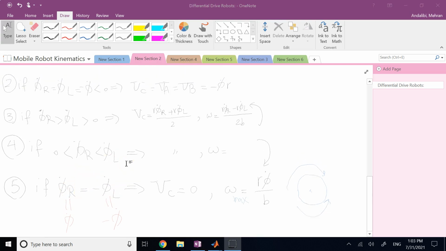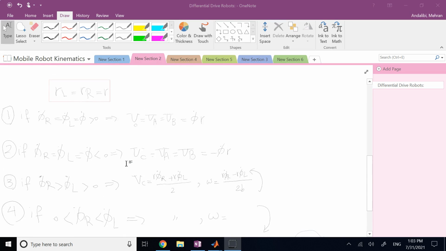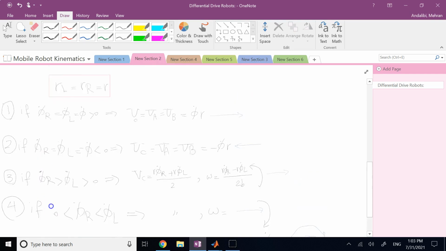So these are all 5 separate, individual scenarios that can happen, right? Pure forward motion without any rotation, pure backward motion without any rotation, motion forward as well as rotation to the left, motion forward as well as rotation to the right, and no motion at all, just pure rotation in place. Okay, so these are all separate scenarios.